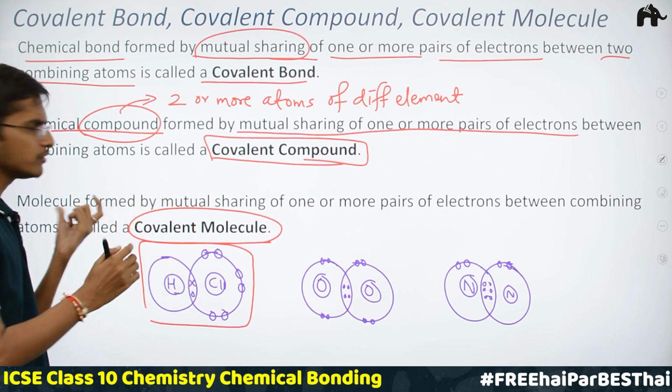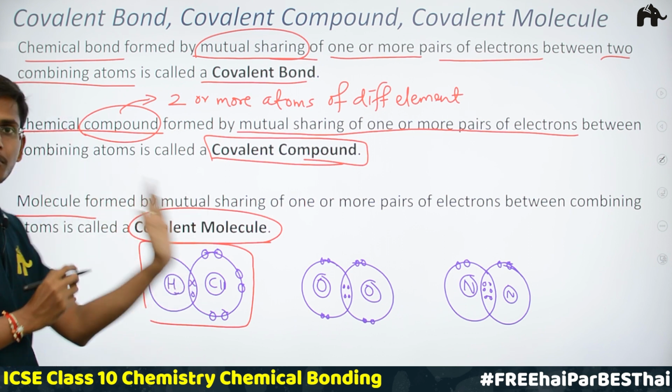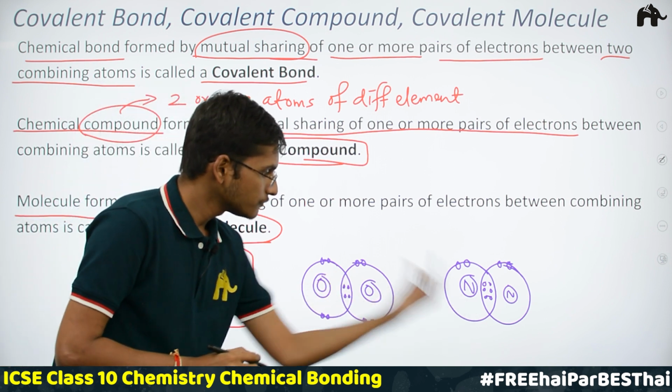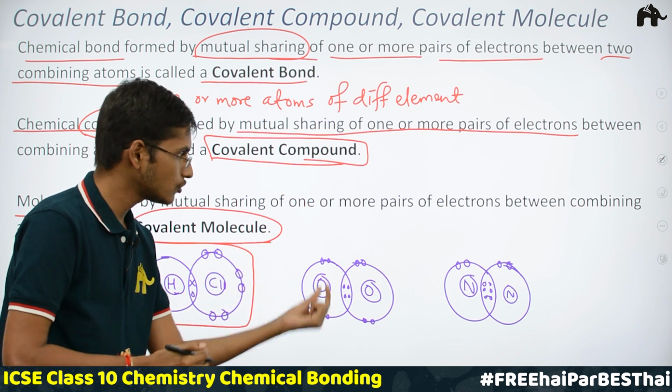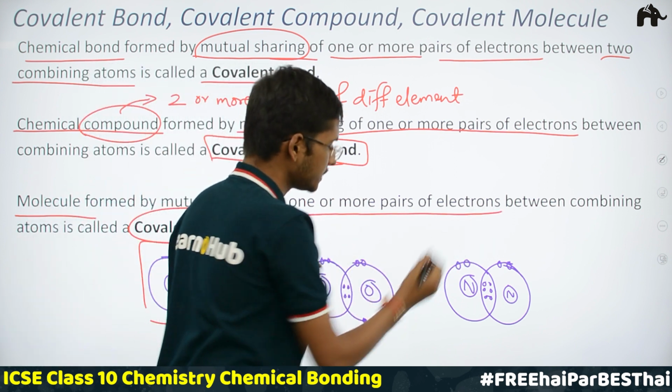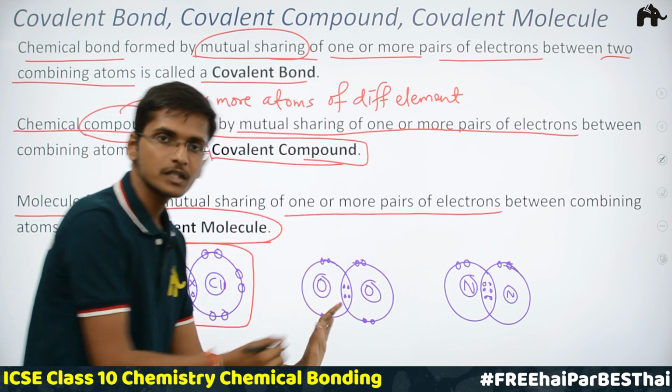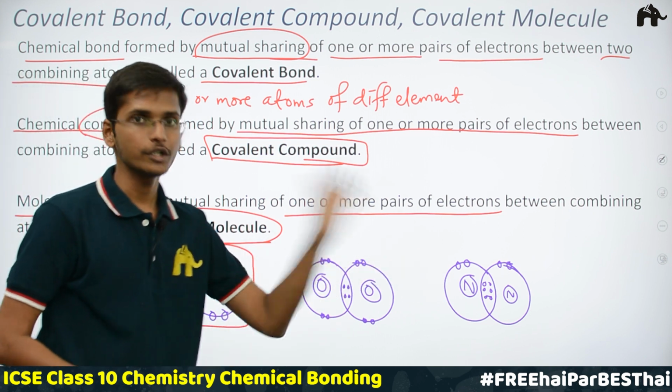And what is a covalent molecule? It is simply the molecule which is formed by mutual sharing of one or more electrons, one or more pairs of electrons, between the combining atoms. That is called a covalent molecule.